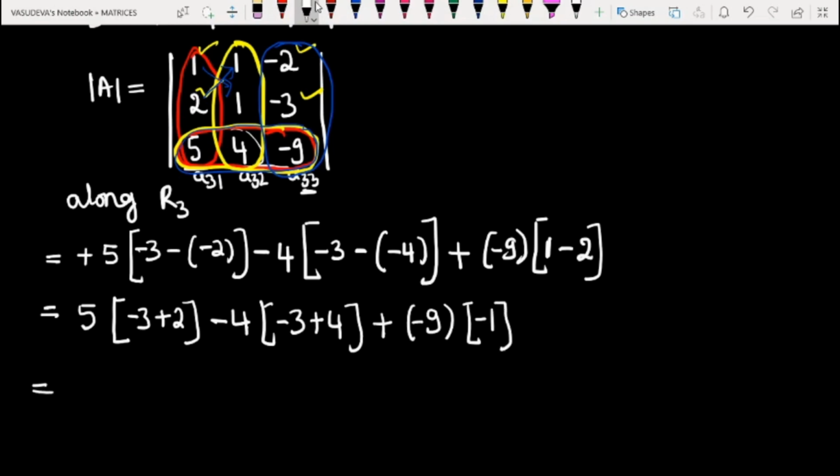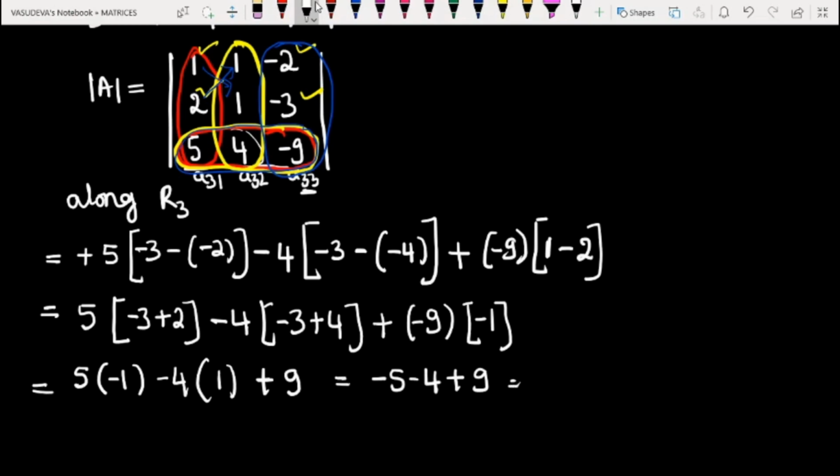Now 5 into minus 3 plus 2 is minus 1, minus 4 into minus 3 plus 4 is 1, and minus 9 into minus 1 is plus 9. So we have minus 5 minus 4 plus 9, which is equal to minus 9 plus 9, and we are getting the value as 0.